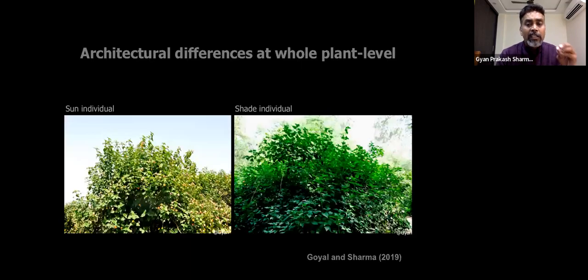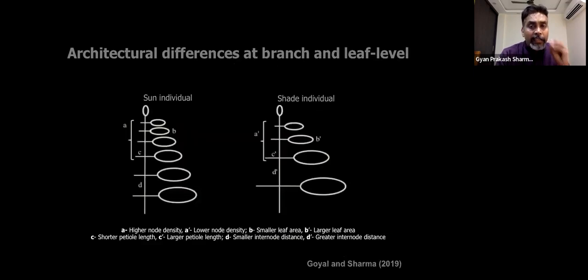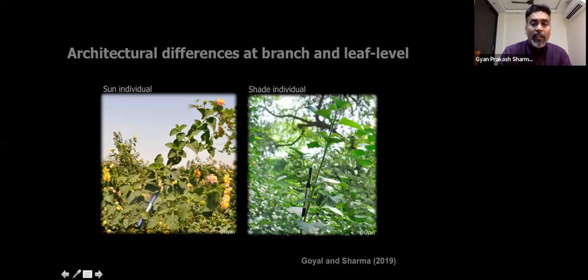And it was interesting to find that there were architectural differences at whole plant level. There were architectural differences at branch level, and there were architectural differences at leaf level also for the individuals existing in sun and shade. So what was that difference actually that was existing in the sun and shade dwelling Lantana individuals? You can see the difference very well, right? It is more in compressed form, highly reproductive. It is more in dispersed form and less reproductive. I mean to say the flowering is a little less.